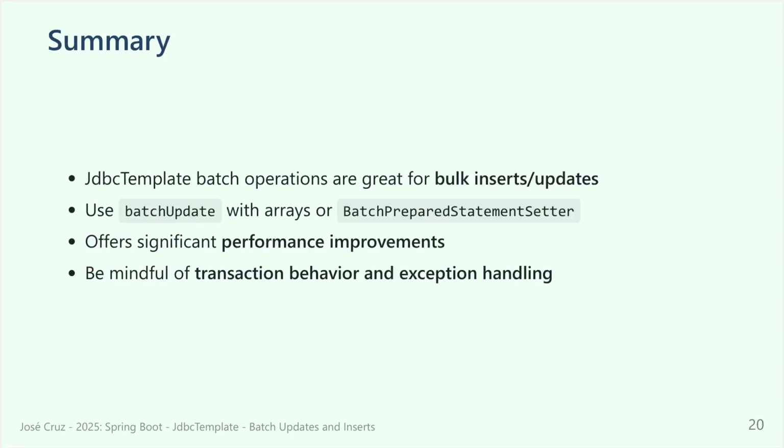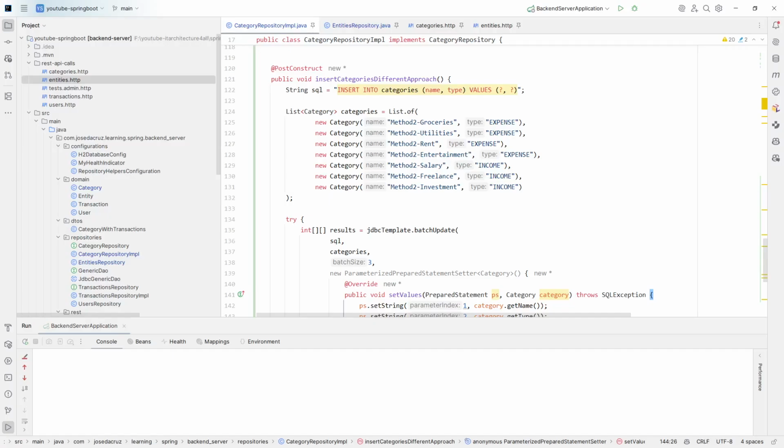So in summary, JDBC template batch operations are great for bulk inserts and updates. Use arrays or batch prepared statement setter. Of course, again, gains on the performance, and understand when to apply or not transaction behavior and exception handling. So this is what I wanted to explain to you. Now I will show you an example in the code where I implemented at least 2 or 3 examples of what we're talking about, and you can see this working and how you can apply it in your code.